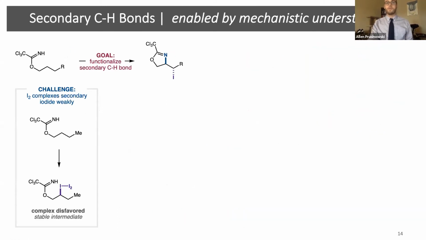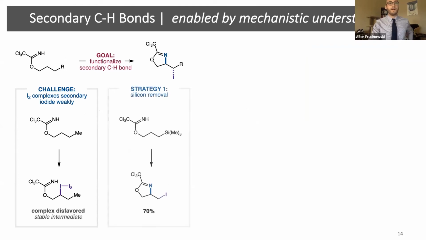So I showed you that our reaction works to generate oxazolines at a tertiary site. And we really had some challenges accessing secondary CH bonds. So we had to get pretty creative with this one. And the reason is that that I2 complexation event is less favorable in the case of secondary alkyl iodides. And we're able to get around this through different strategies. The first is leveraging the beta silicon effect to enhance the elimination of that iodide, getting us to this primary alkyl iodide in great yield.